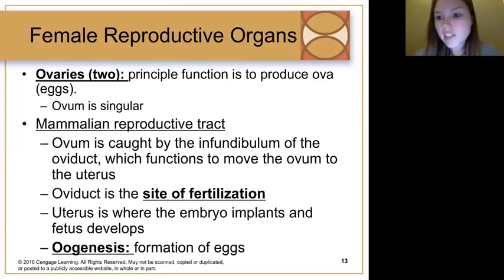So the oviduct is actually the site of fertilization. That is where fertilization should occur. Of course, things don't always go as planned, and there are chances that the egg can be fertilized in other places. But that's the site of fertilization that typically happens, and that's where you want it to happen for a pregnancy to develop and to not have any complications. So that's a really important thing to know, and a good takeaway from this lecture is to at least know where the site of fertilization is.